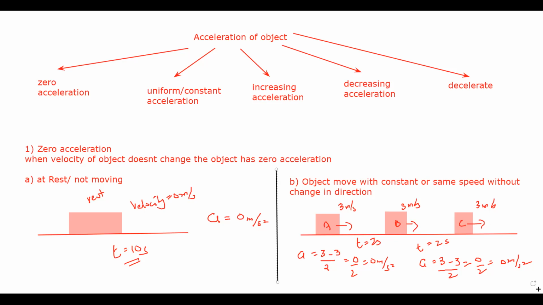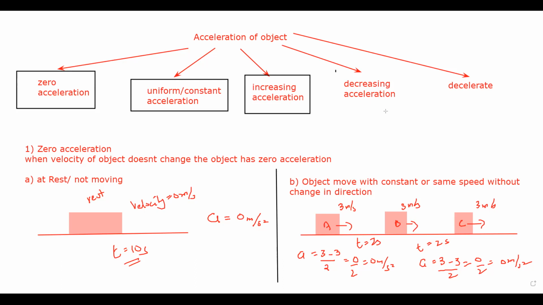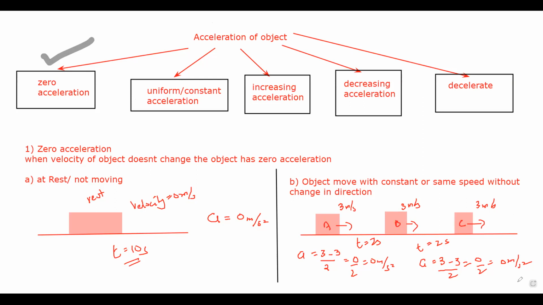The second case, the second condition, is uniform or constant acceleration. We are discussing all the cases, because acceleration can be zero, it can be uniform, it can be increasing, it can be decreasing, or it can be a deceleration. So we completed the first one. Now we will discuss the meaning of uniform or constant acceleration.